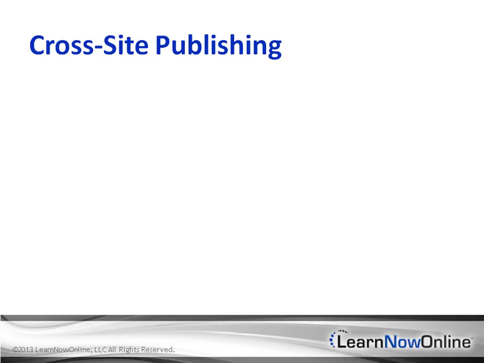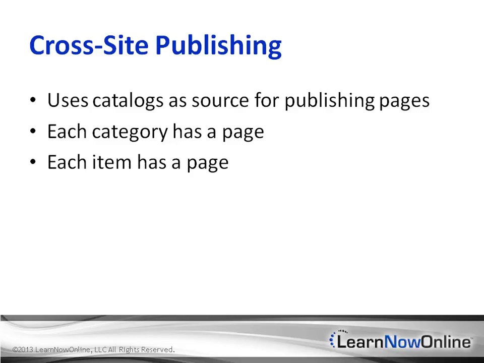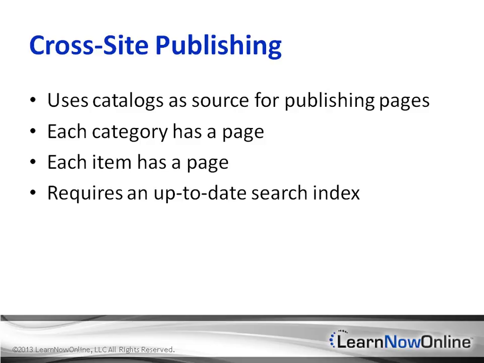So cross-site publishing, or search-driven publishing, uses catalogs as the data source for publishing pages. Each category gets a page, and each item has a page. So by default, we have a category roll-up and then a page for each item inside of the category. And when we turn on a catalog, either we have to sit and wait for the search index to do its thing, or we need to try to force it somehow.